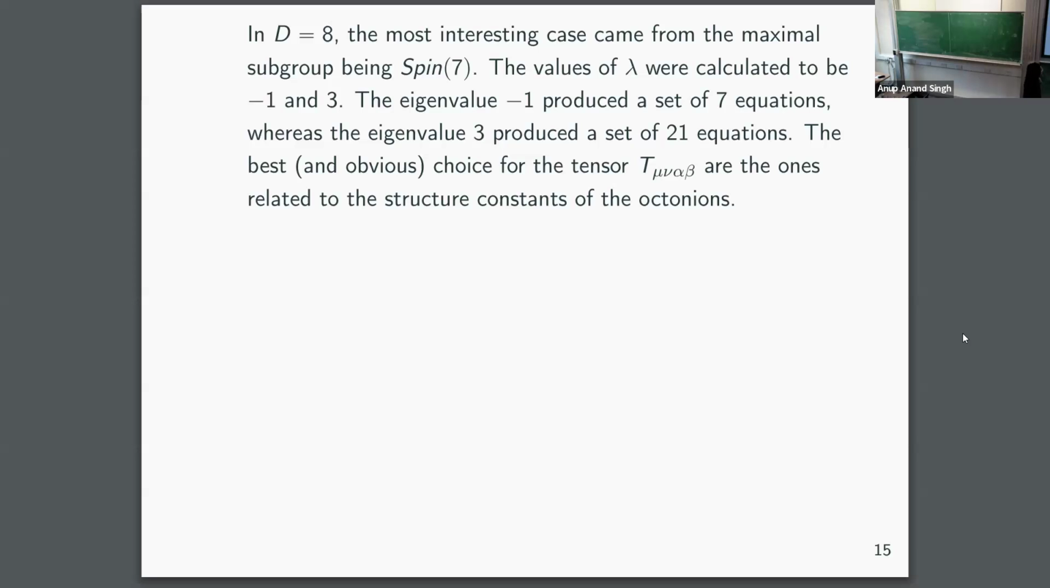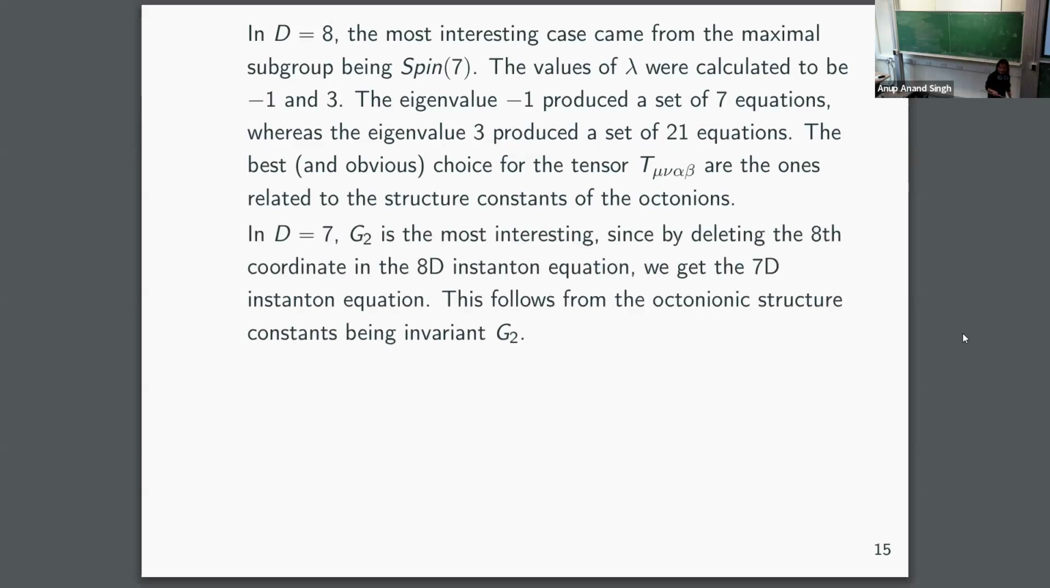Right, and considering how we get Spin(7), you have the G2 in there, which is the automorphism group of octonions, and the octonion structure is pretty obvious with groups like G2 and Spin(7). And so the tensor T mu nu alpha beta, the choice for that was just a very best and obvious choice, to consider the octonionic structure constants. So that is the way octonions multiply.